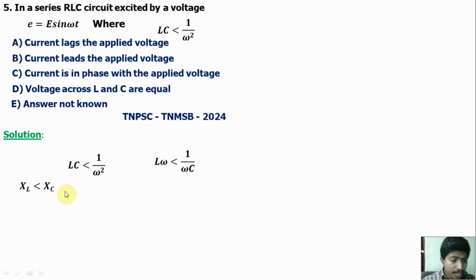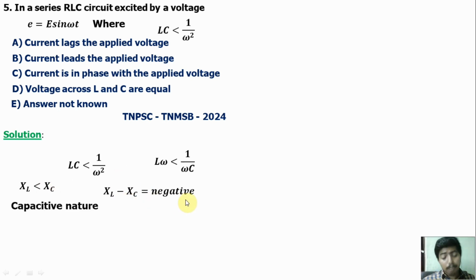Okay. Now here XC is higher than inductive reactance. Capacitive reactance is higher than inductive reactance. So XL minus XC is negative, because XC is higher. XL minus XC is negative means capacitive effect. Capacitive effect means current leads the voltage. So option B is correct.